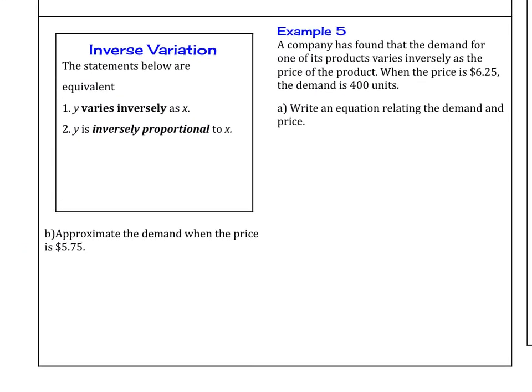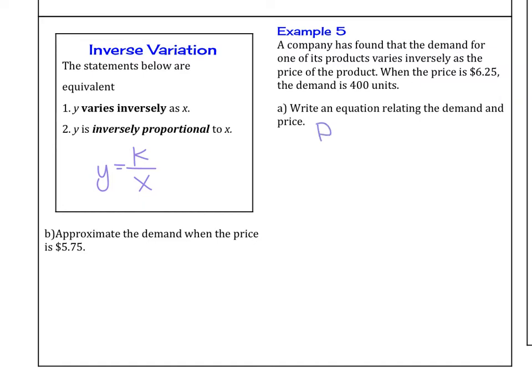Let's do inverse variation. The statements below are equivalent. Y varies inversely as x, or y is inversely proportional to x. So that is y equals k over x. So we're going to find an equation. In this case, we're talking about demand and price. Example 5. A company has found that the demand for one of its products varies inversely as the price of the product. When the price is $6.25, the demand is 400 units. So we need to write an equation relating the demand and price.